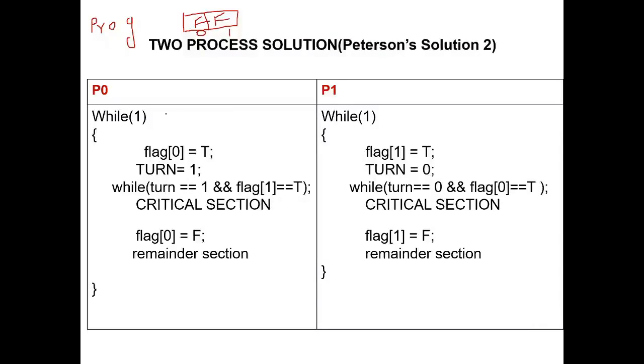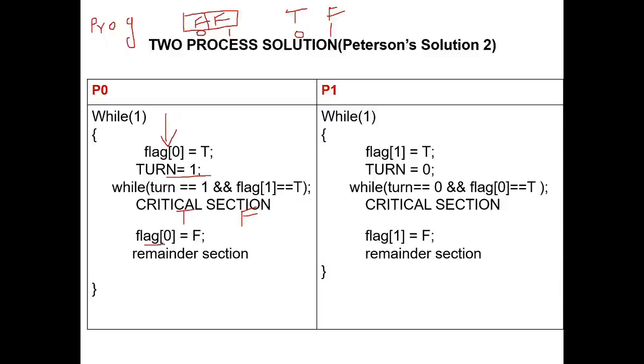The process P0 wants to enter the critical section, so it sets the flag value to true. Flag of 0 is true now and flag of 1 is false. It also makes the turn value equal to 1. Now the first condition in the loop is true and the second condition is false. The false condition indicates that P1 is not interested in entering the critical section, so P0 enters the critical section and executes.